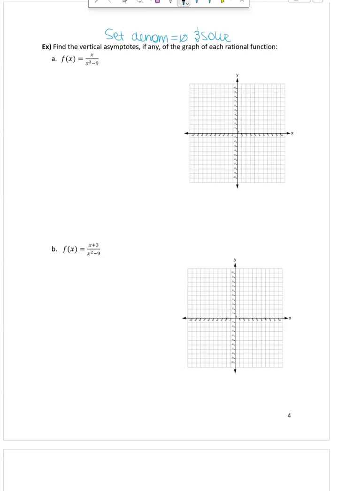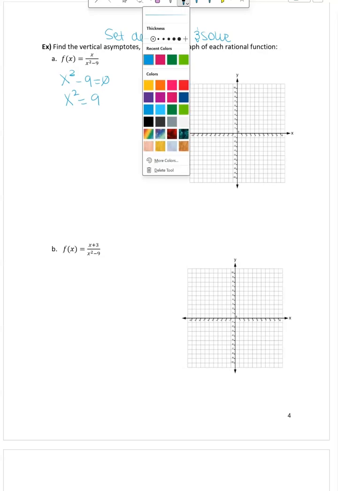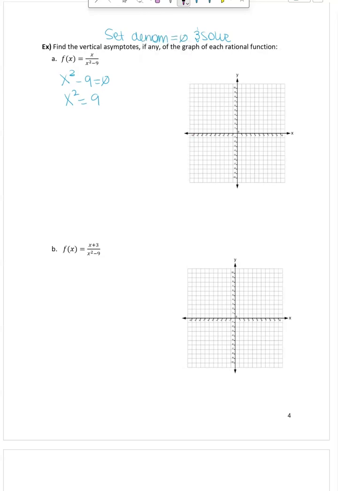That's our instructions. So x squared minus 9 equals 0. Now we're just going to solve. So we move the 9 over. Now we have to get rid of the square. The square and the square root cancel each other. So x equals plus or minus 3.